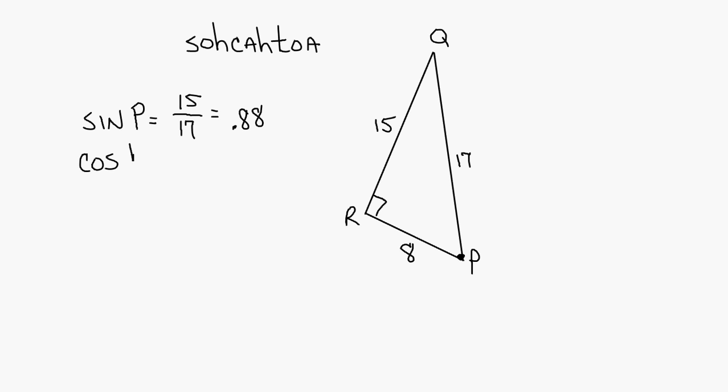Cosine of angle P. Cosine is equal to the side adjacent divided by the length of the hypotenuse. So the side that's adjacent to angle P is 8, and the hypotenuse is still 17. So 8 divided by 17 is 0.47.